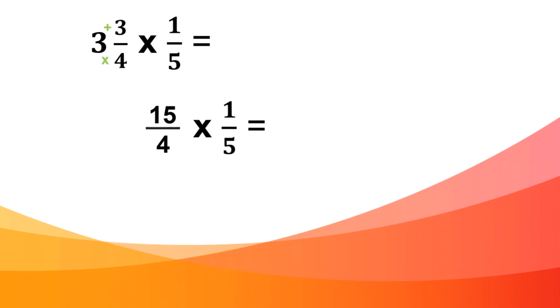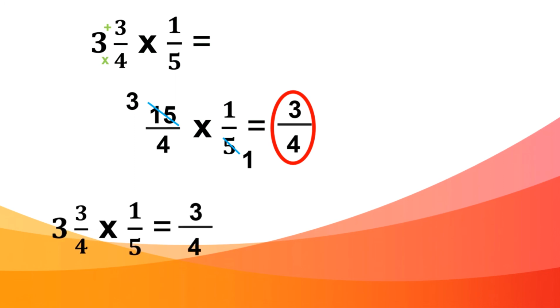Tapos, gawin natin yung cancellation muna. So, meron tayong cancellation between 15 at 5. At sila ay pwedeng i-divide sa 5. So, 15 divided by 5 is 3. 5 divided by 5 is 1. And then, sa 4 at 1, walang cancellation. So, proceed tayo sa second step, multiply the numerators and multiply the denominators. So, 3 times 1 equals 3. 4 times 1 equals 4. And that is the final answer. So, 3 and 3/4 times 1/5 equals 3/4.